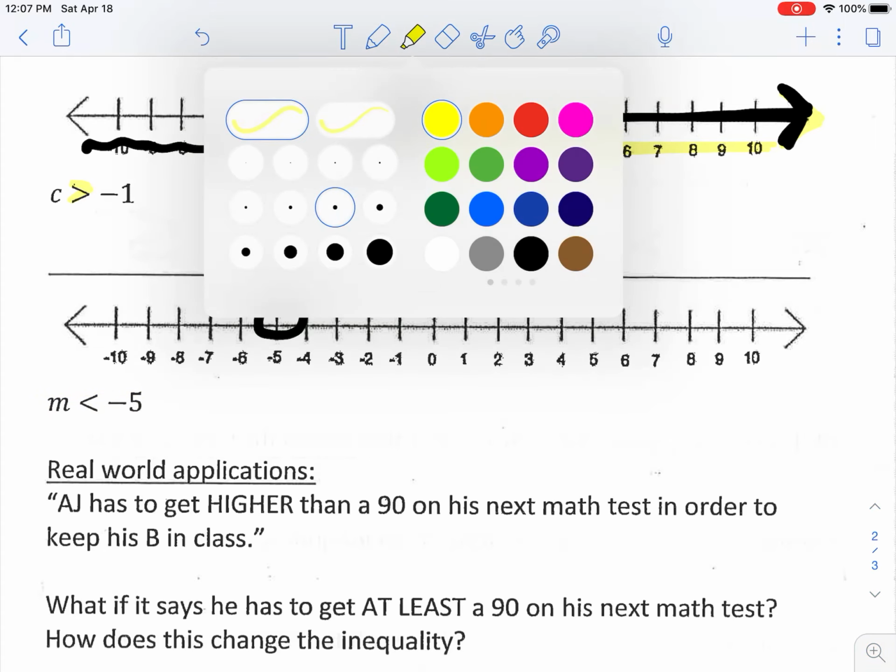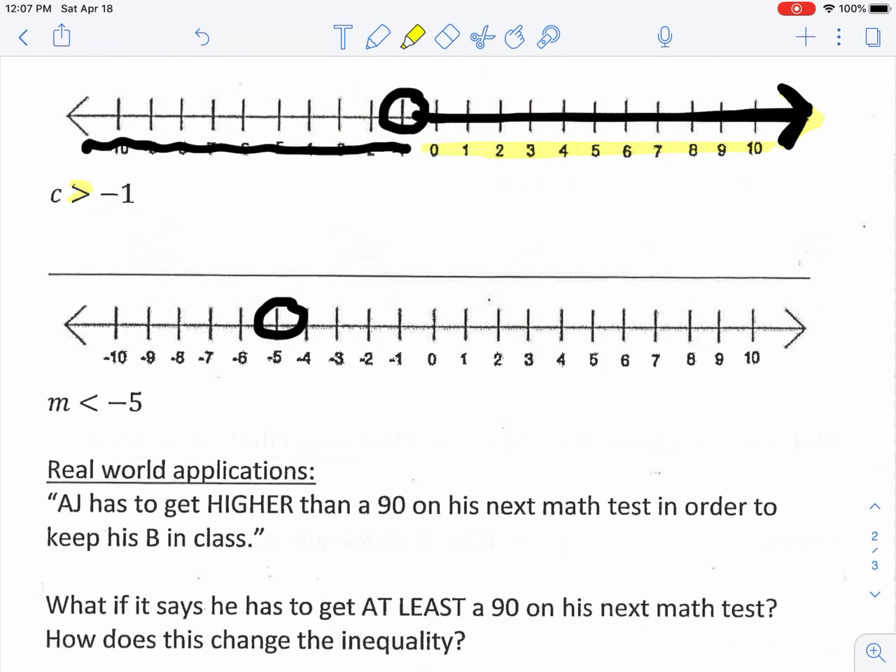So again, what I like to tell my kiddos is take a look at the inequality symbol and which direction is that pointing? That's pointing to the left. Find the arrow on your number line that's pointing in the same direction. So those two arrows should match. Now you're going to take your pencil or your stylus and you're going to darken all of the numbers to the left of -5.